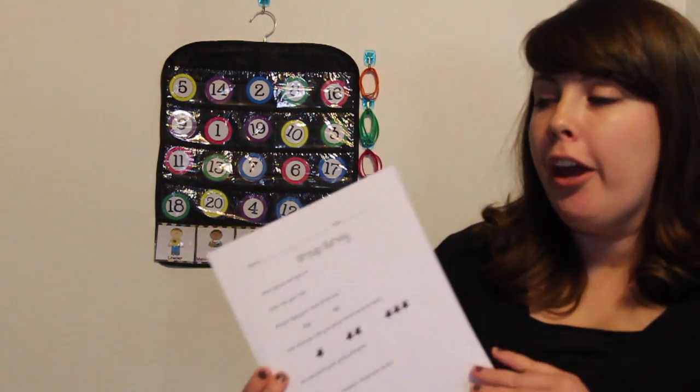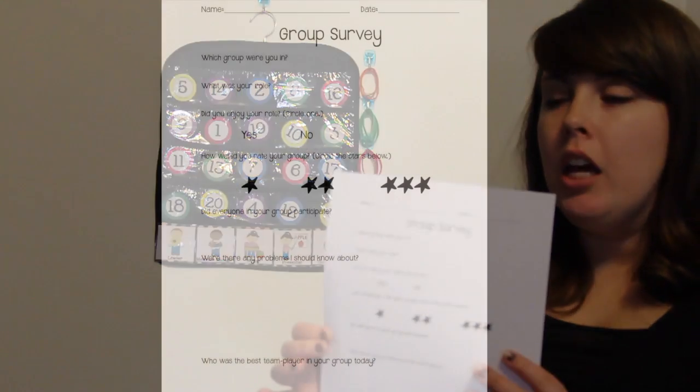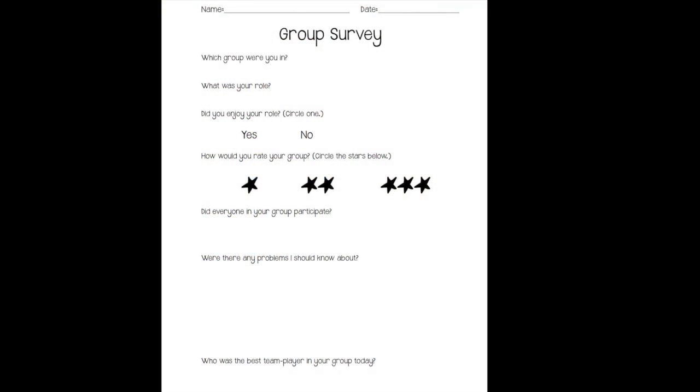One more element to my plan is having a group survey. At the end of each group activity, students will be asked to fill out this survey. The first question says, which group were you in? Then it asks, what was your role? And did you enjoy your own role? And they just circle yes or no. Then it asks students to rate their groups on a scale of 1 to 3 stars.